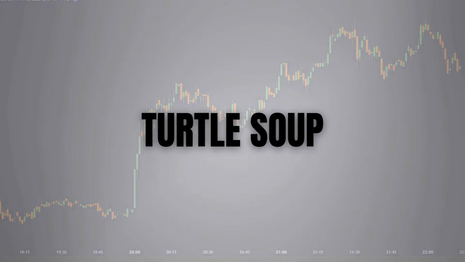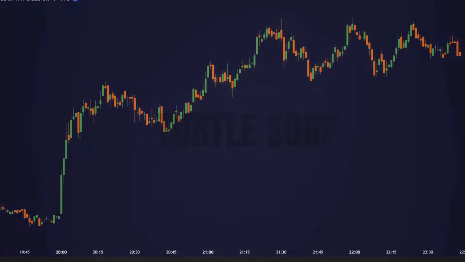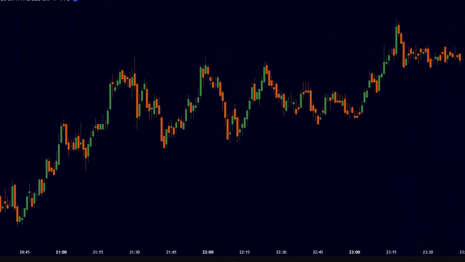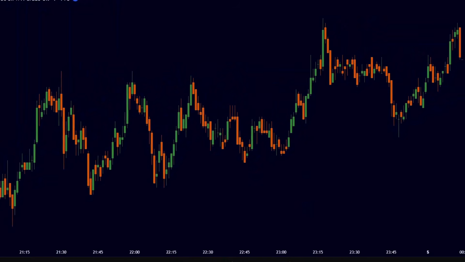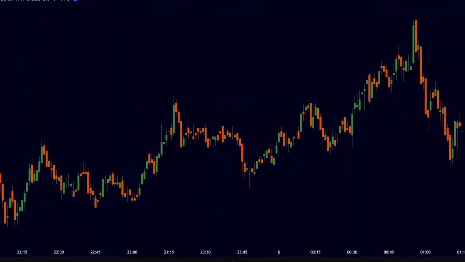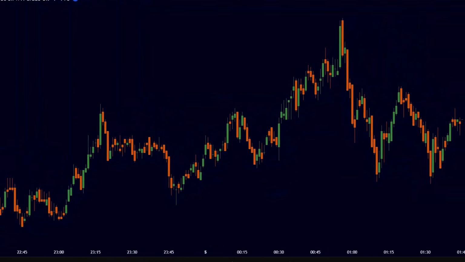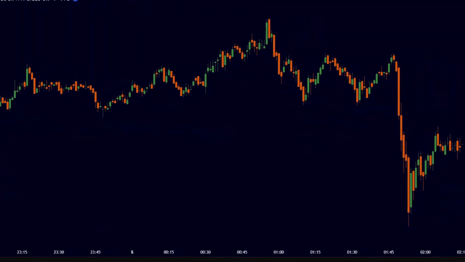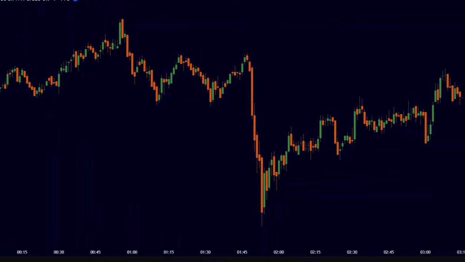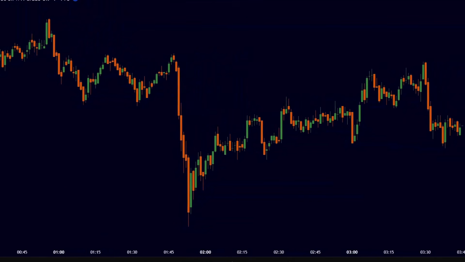Strategy 8. Turtle Soup. The Turtle Soup setup trains you to use liquidity raids as your entry trigger, not as a threat. Most retail traders get stopped out by liquidity sweeps. Turtle Soup traders profit from them. A bullish turtle soup occurs when price sweeps liquidity below a recent swing low while resting above a bullish fair value gap. The FVG acts as a demand zone that catches price after the sweep.